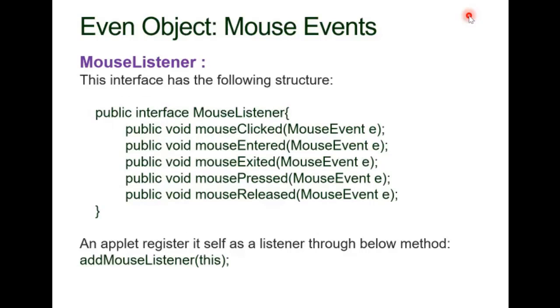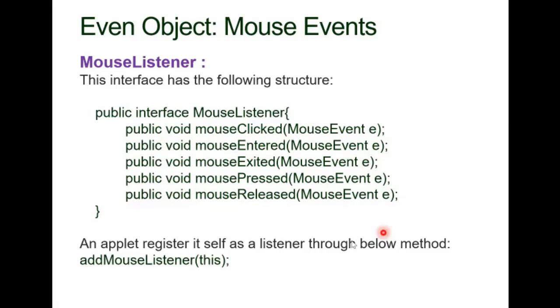Next, now look at the mouse listener. This interface has the following structure. Look at here, public interface MouseListener. Under the MouseListener, this is an interface, remember, so we need to use the functions only. There is no function definition here, only the function name. Public void mouseClicked, then we use the MouseEvent object. Similarly, mouseEntered, mouseExited, mousePressed, and also mouseReleased.